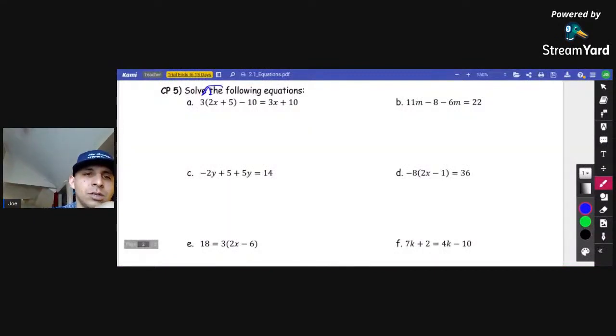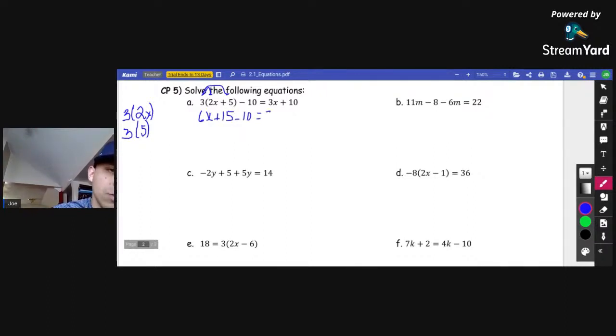this 3 to both terms inside of the parentheses. If you forgot what distribution is, it's just a nice fancy word for repeated multiplication to different terms. So I would want to distribute the 3 to the 2x, using multiplication. I'm going to do this on the side. 3 times 2x, that'll give me a 6x, and I will replicate that process. 3 times the 5 is positive, so that's going to give me positive 15 minus 10 equals 3x plus 10.